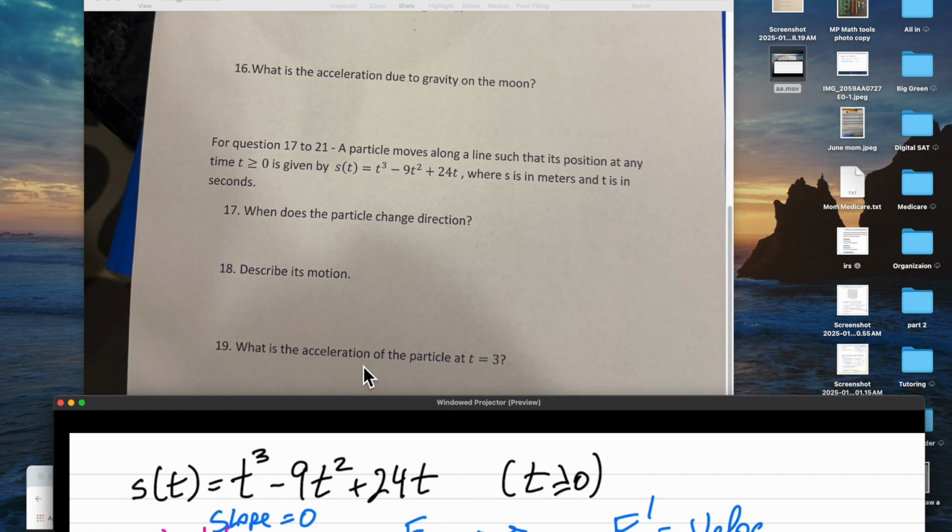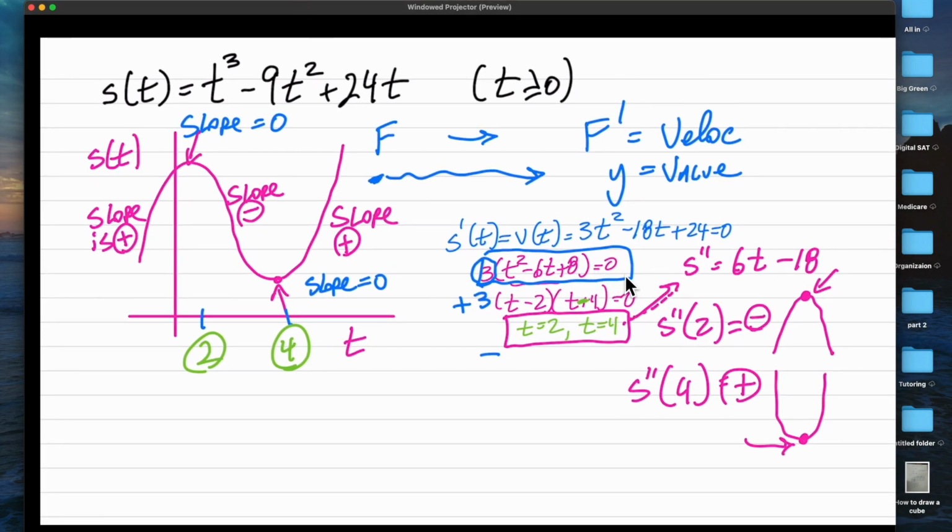What is the acceleration of the particle at t equals 3? Well, we're simply going to plug that in. We're going to do s double prime of 3 because s double prime is our acceleration. And when we plug in 3 into our acceleration equation, we get 0.